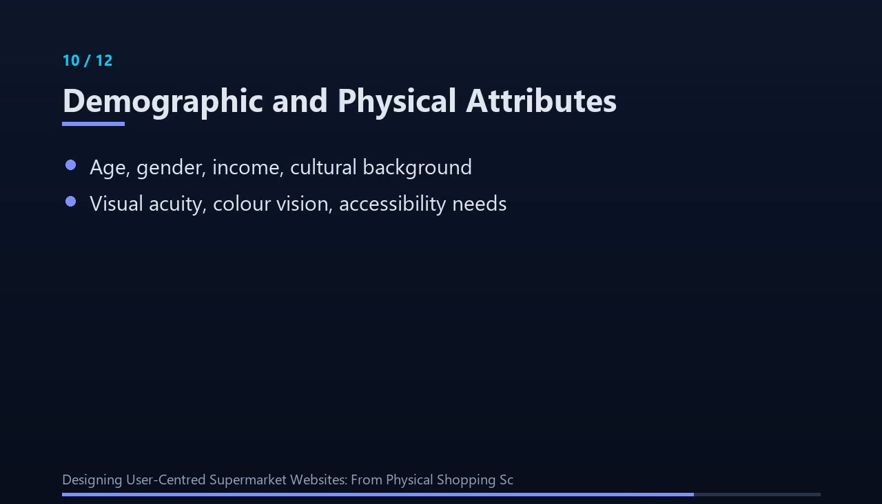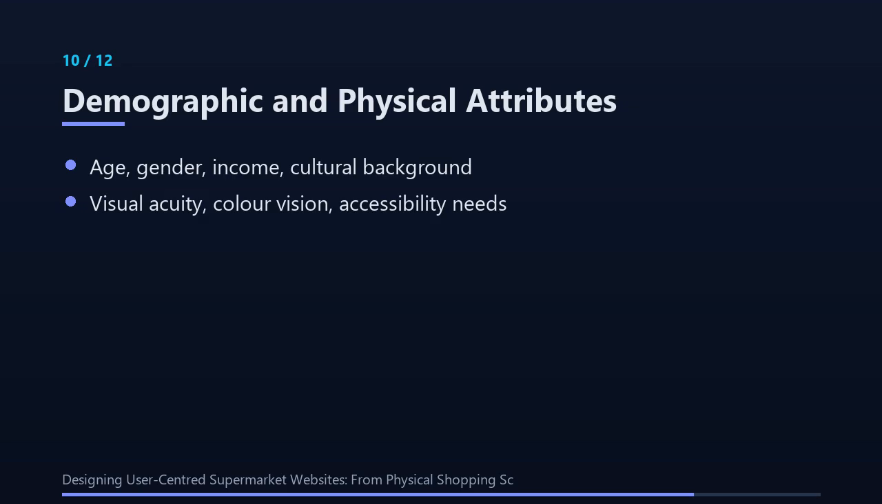Demographic factors such as age, gender, income, and cultural background influence shopping habits and expectations. For example, younger users may be more comfortable with mobile-first designs, while older shoppers might prefer larger fonts and straightforward navigation. Physical attributes like visual acuity and color vision deficiencies require accessible color palettes, high-contrast text, and screen reader compatibility. By integrating these considerations, the website becomes inclusive, ensuring that every shopper, regardless of physical ability, can complete their purchase without frustration.